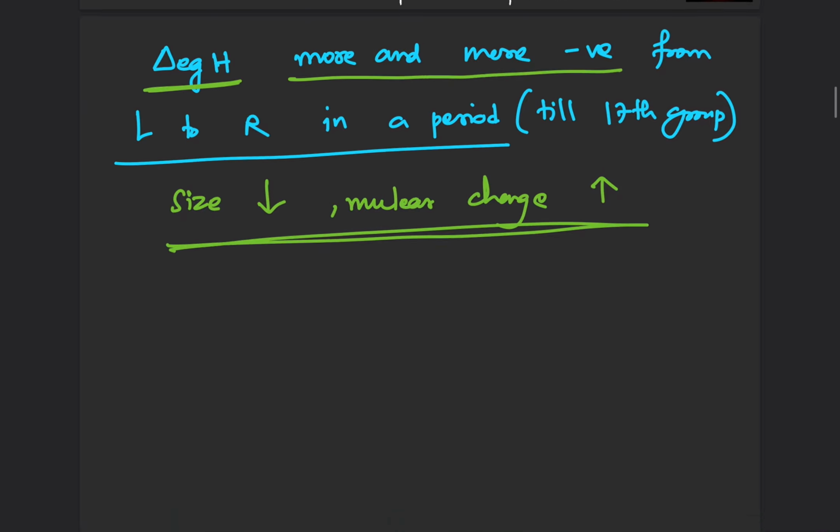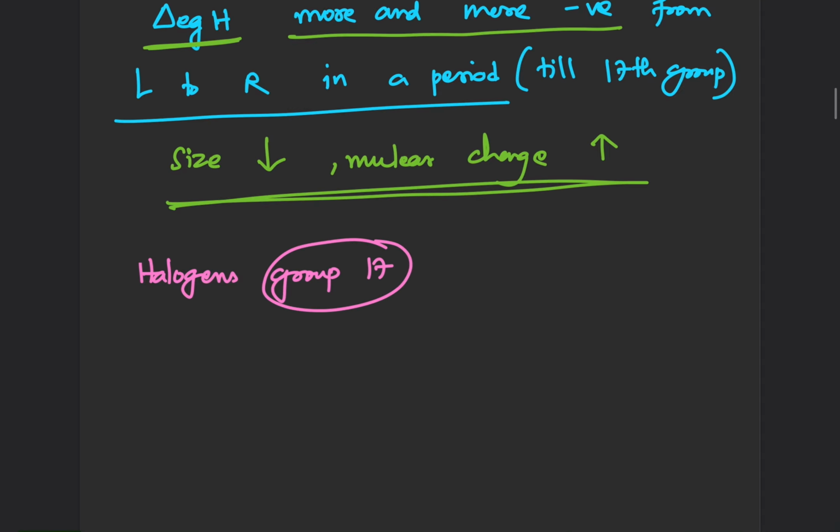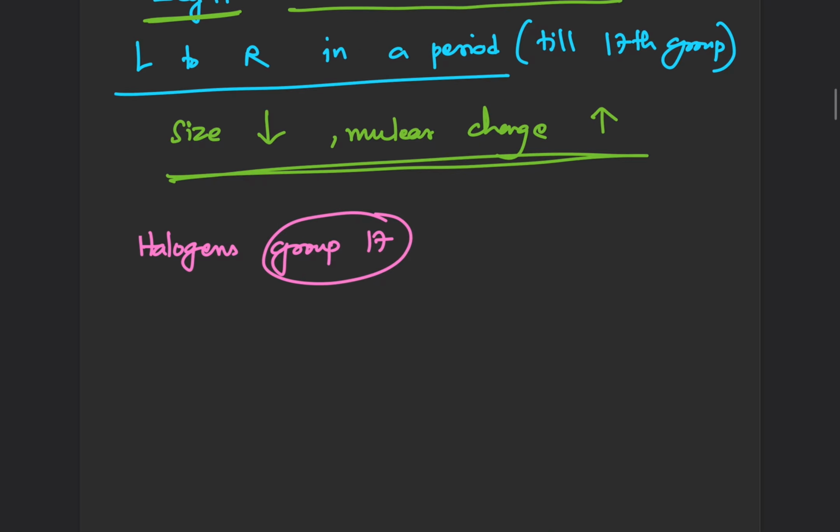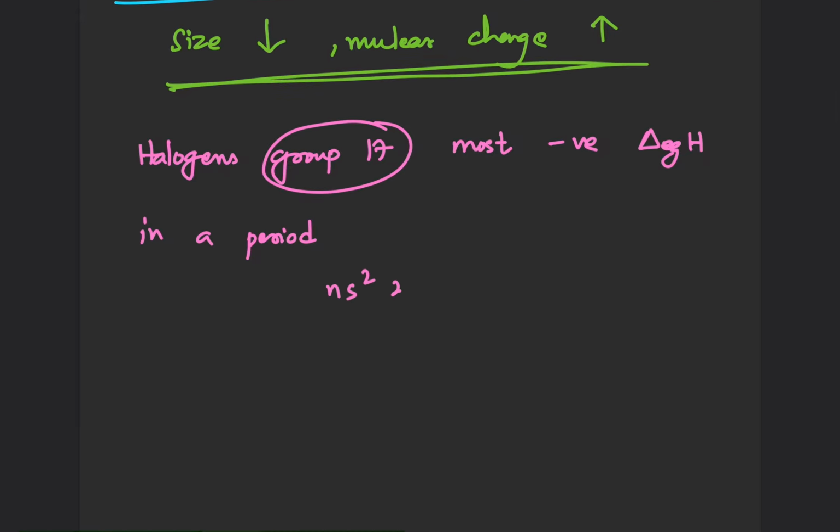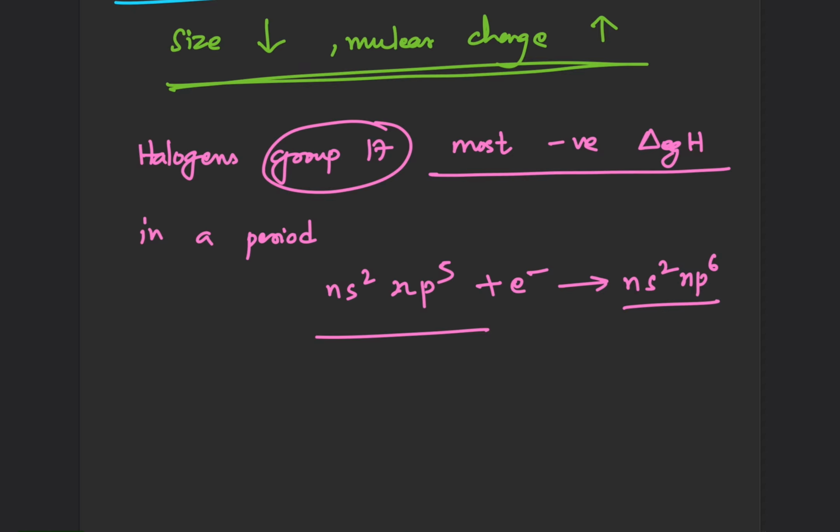Okay, and halogens, that is group 17, fluorine, chlorine, bromine, iodine, those guys have the most negative electron gain enthalpy in a period. Very important. Most negative delta EGH in a period, because their valence shell configuration is ns2np5. Okay, they just need one electron to acquire the noble gas configuration, so they can accept one electron easily to become ns2np6. So therefore they have the most negative electron gain enthalpy.